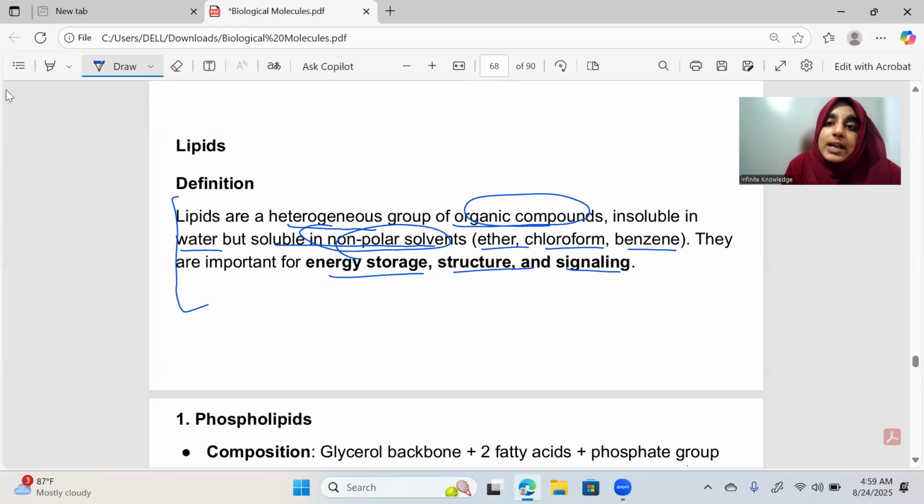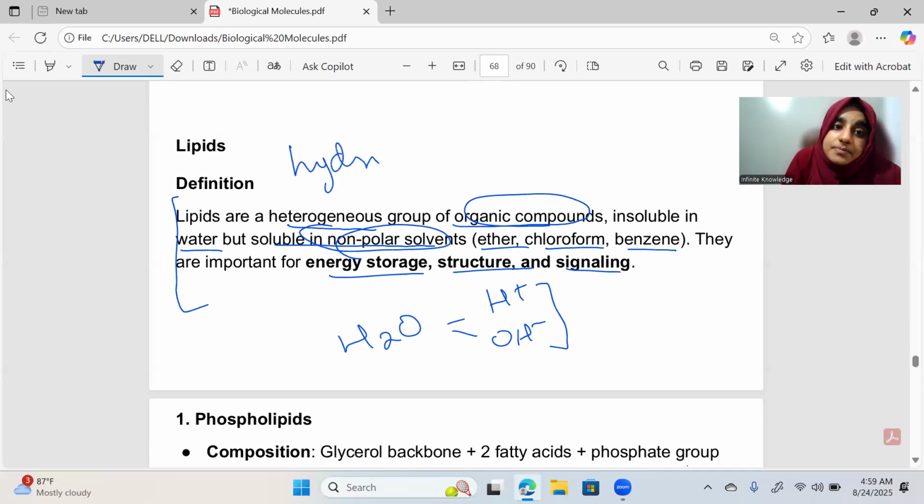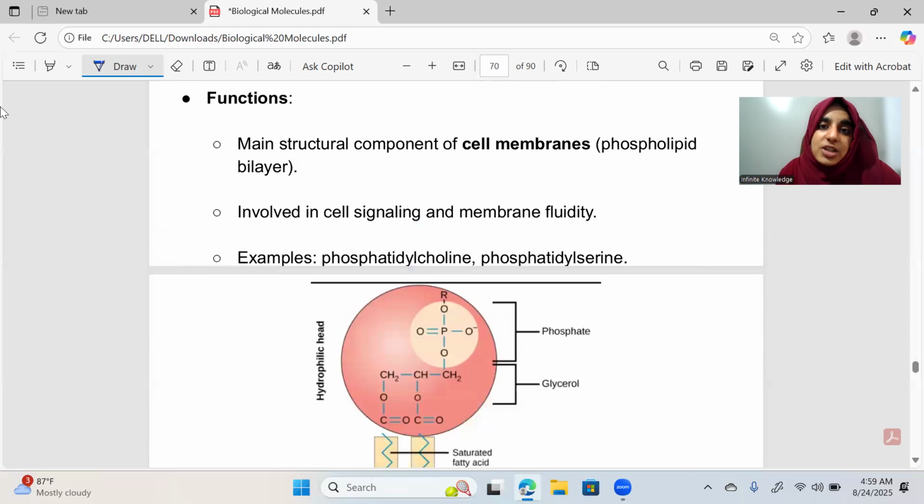Why are these insoluble in water? Because water is polar. It breaks down into H positive and OH negative. It is polar, it is hydrophilic. Whereas lipids are hydrophobic, which means that they move away from water. These are insoluble in water, but they are soluble in organic solvents. For example, we have ether, chloroform, and benzene. These are used for energy storage, structure, and signaling.